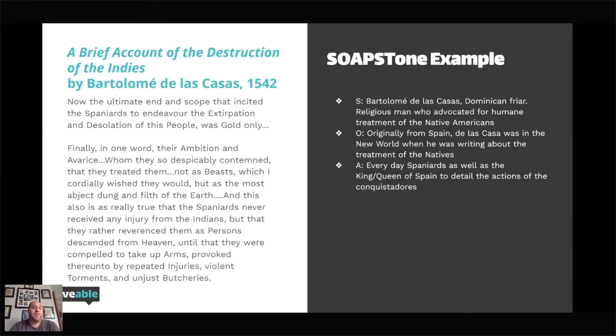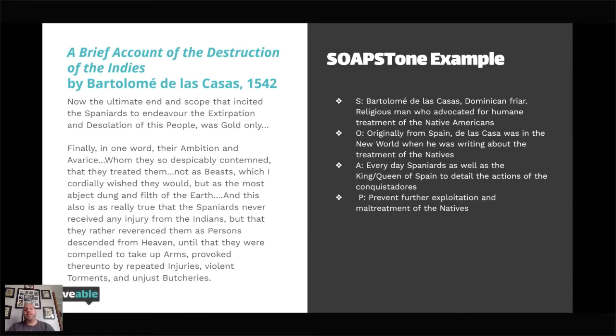He's also writing this directly to the king and the queen at the time. It's King Philip who would be the king at the time. Because he wants to make sure that the king and the queen know how the conquistadores are acting in their name. Because everything that they did was always done in the name of the monarch. So if you're the monarch and you have your conquistadores going out to the New World and they're killing and maiming and raping, is that how you want to be viewed? Because that's your legacy that's going to happen.